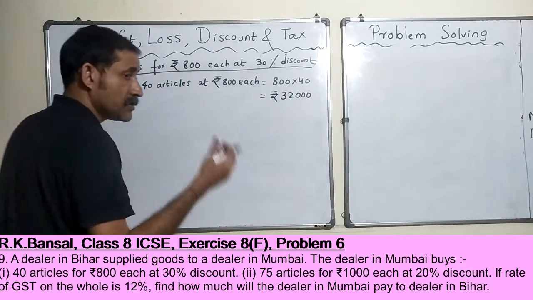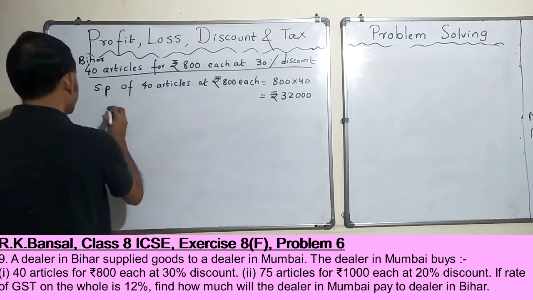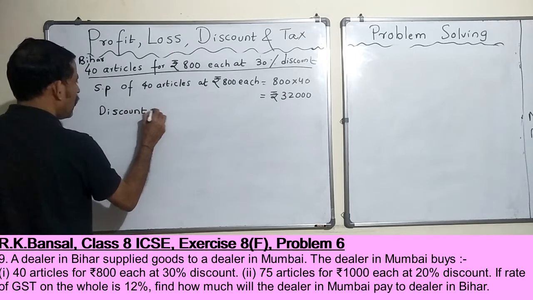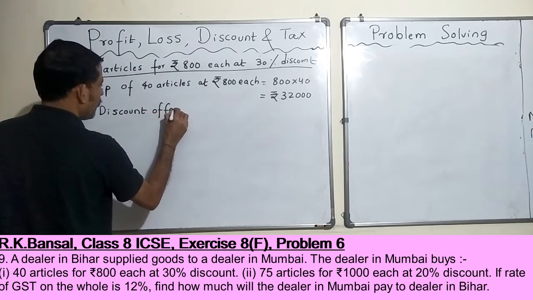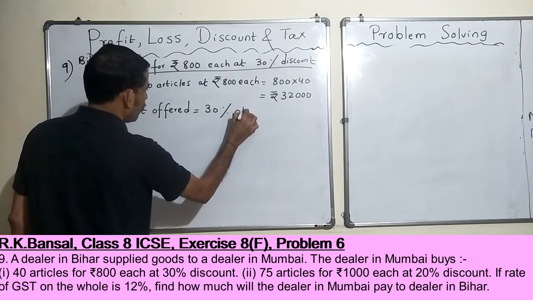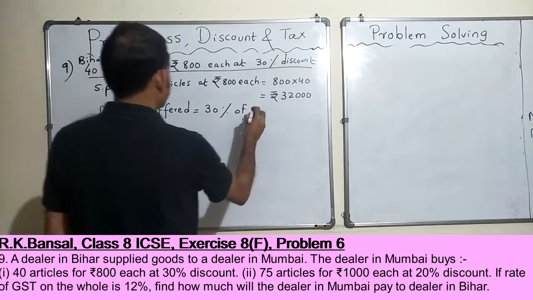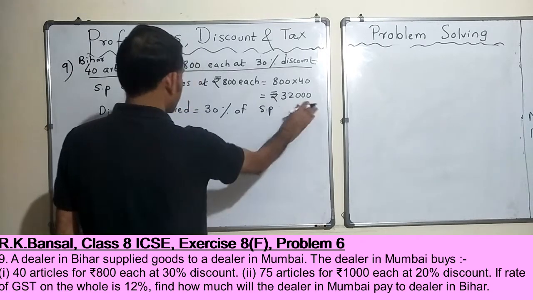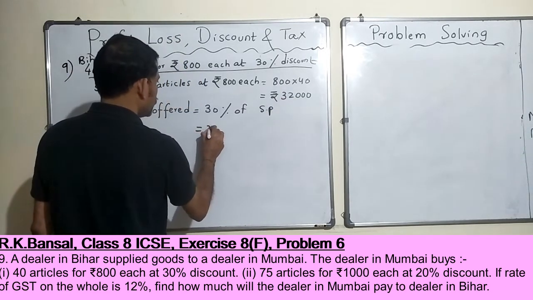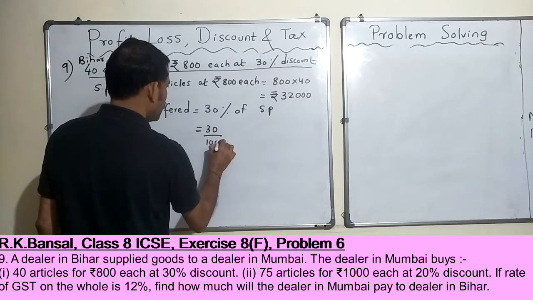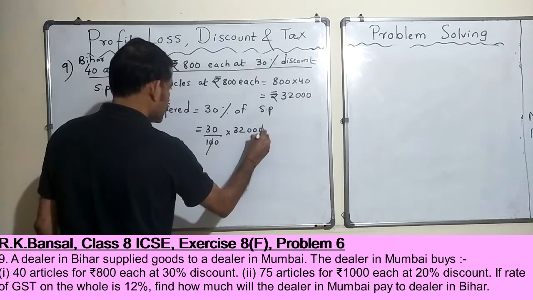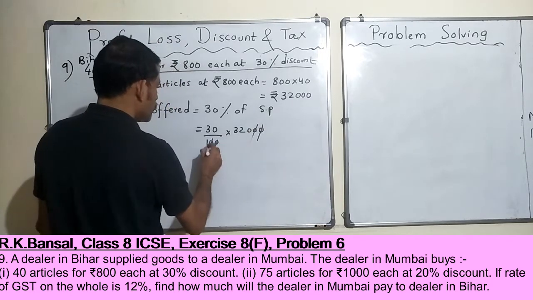Great, but there is also a discount, right? So the discount offered is equal to 30% of SP. This is the selling price, but on this he is willing to offer a 30% discount. So how much is this? 30 by 100 into 32,000. So this gone, this gone, this gone, this gone. Okay, so how much does it come to?